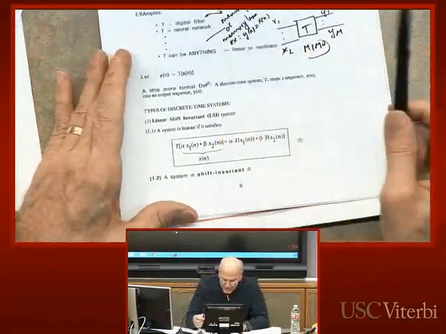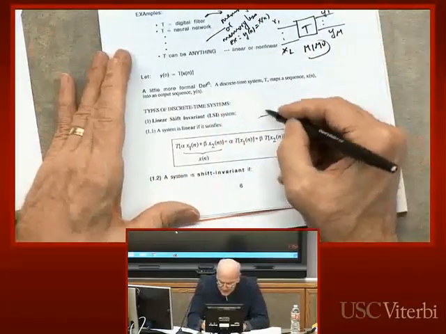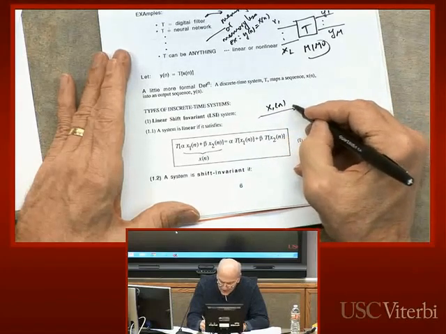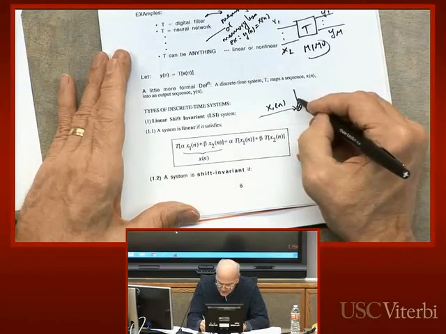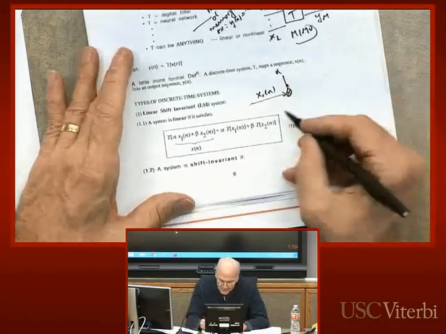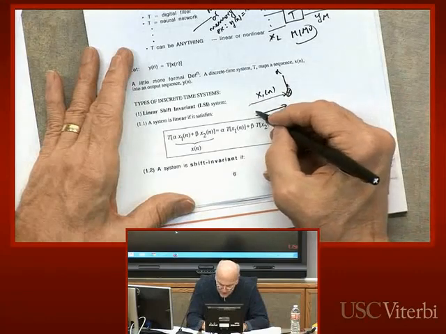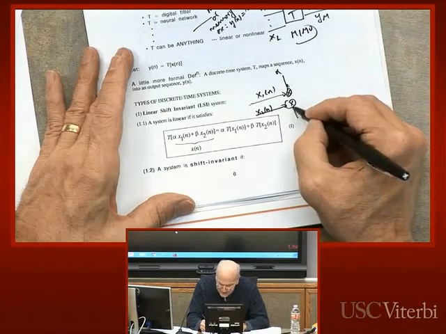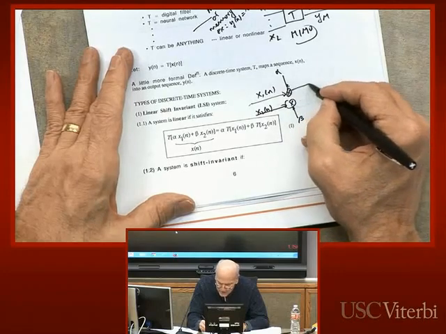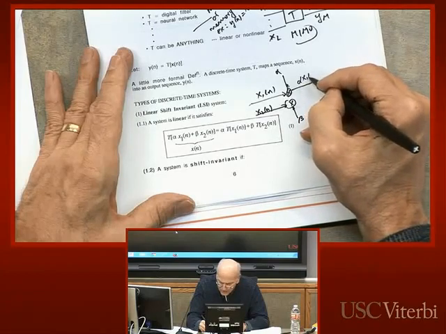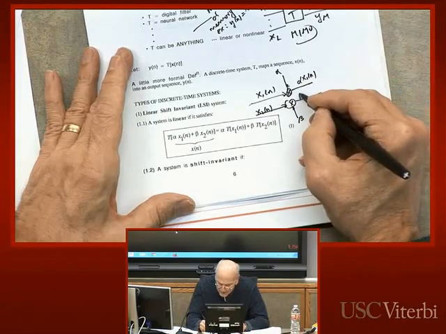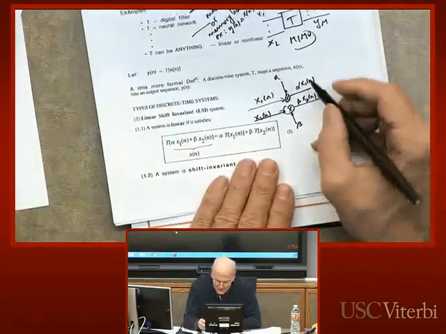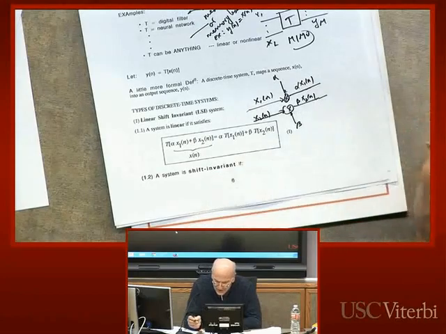So if I have an input like this, let's call that x1 of n, to introduce you to a little block diagram stuff, and I multiply it by alpha. And I have in here another signal, x2 of n, and I will multiply that by, let's call it beta. So what comes out here is alpha x1 of n, and what comes out here is beta x2 of n. That's the little circle with the cross, my notation for multiply.